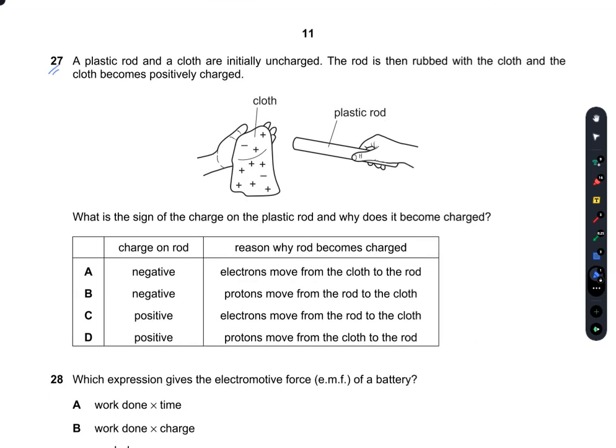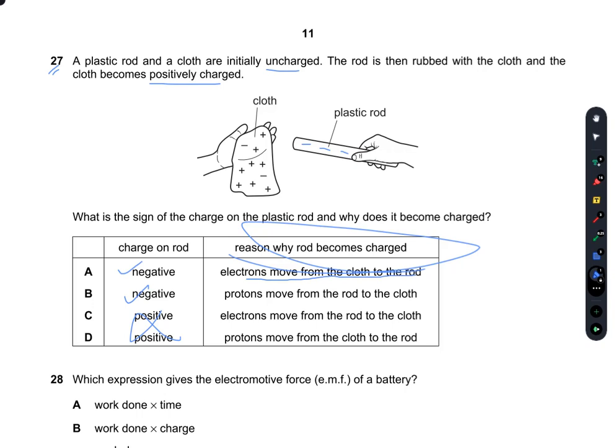Question number 27. A plastic rod and a cloth are initially uncharged. The rod is then rubbed with the cloth and the cloth becomes positively charged. What is the sign of the charge on the plastic rod and why does it become charged? Now I rub both the cloth and the plastic rod. Charge on the cloth is positive, then definitely the plastic rod will get a negative charge, not positive. And why will it get negative charge? Because electrons move from the cloth to the rod.